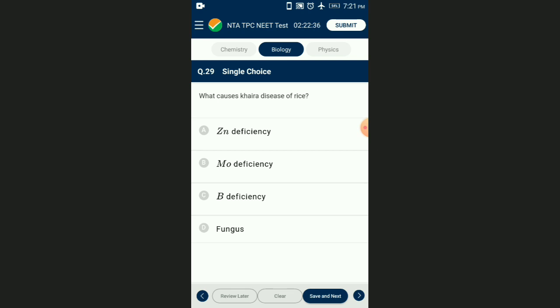Question number 29. What causes Khaira disease of rice? Zinc occurs in the soil in the form of complex compounds like magnetite, biotite, and hornblende. When weathering of these minerals takes place, zinc is liberated in bivalent Zn2+ form. An increase in soil pH decreases the availability of zinc. So the answer for this question is option A. Zinc deficiency causes Khaira disease of rice.